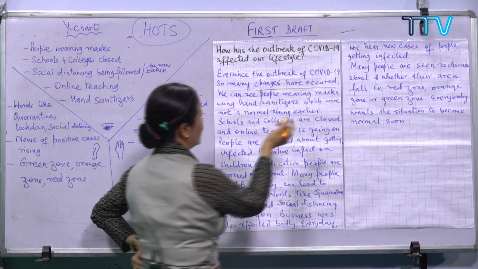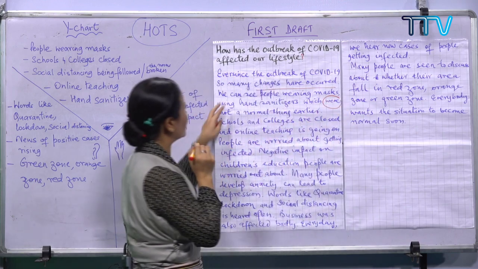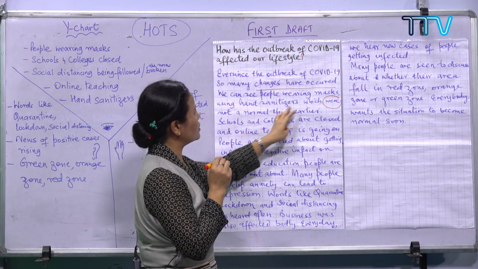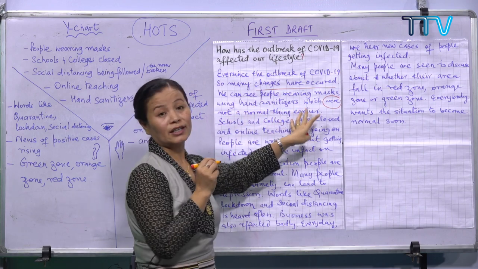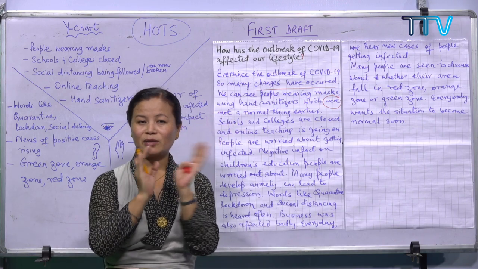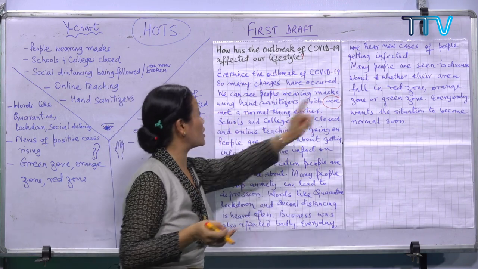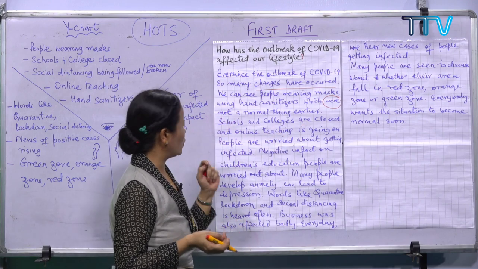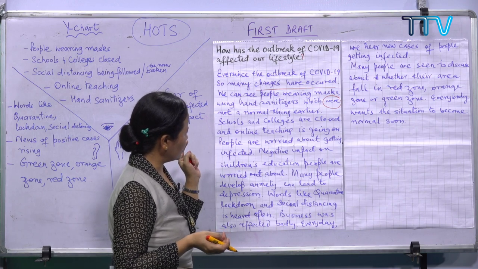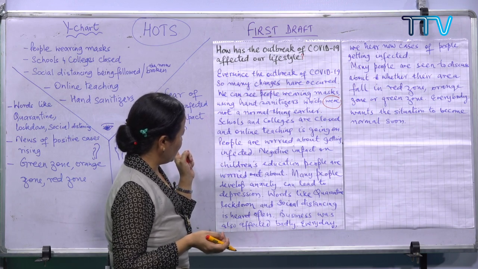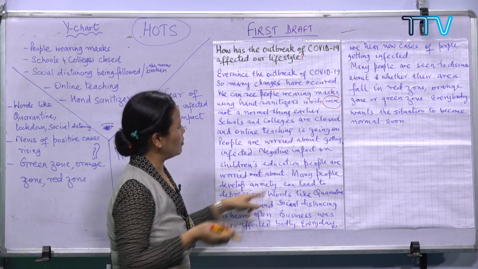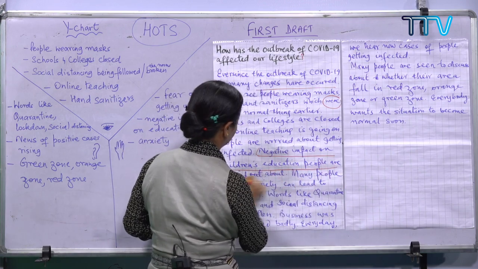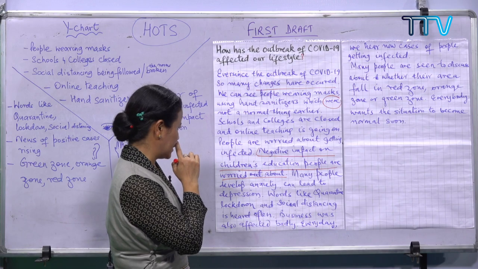I think there's something wrong here. We can see people wearing masks, using hand sanitizers, which were not a normal thing earlier. So here the problem is with the subject verb agreement, so we need to fix this. Schools and colleges are closed and online teaching is going on. People are worried about getting infected. Negative impact on children's education, people are worried about. So we need to restructure, reframe this sentence. Many people develop anxiety.